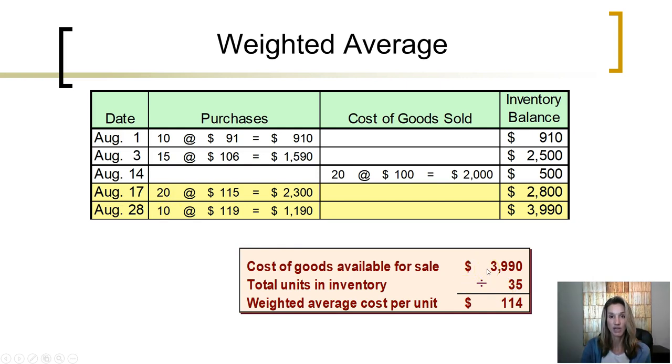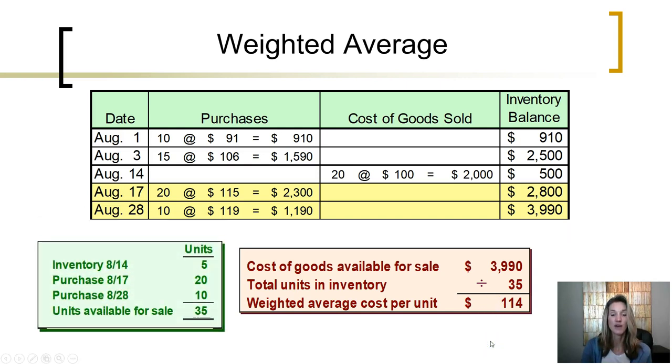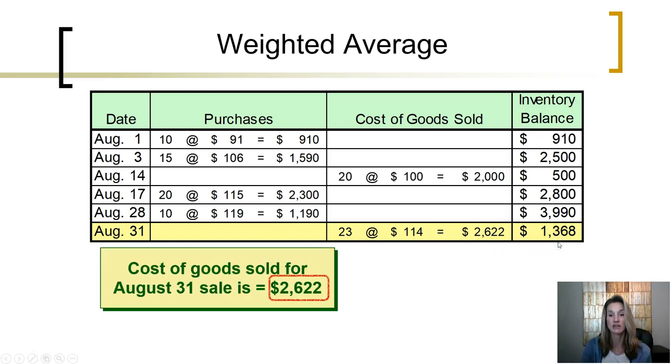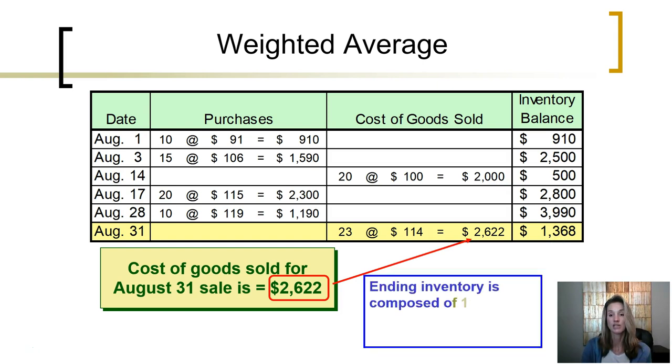The total cost of $3,990 divided by the 35 units means the average cost of each unit on hand is $114. So the cost that will be assigned will be the $114 average cost times the 23 units sold, or a cost of $2,622. That will leave us with $1,368 on hand, which is the 12 units that are remaining at an average cost of $114, or $1,368.